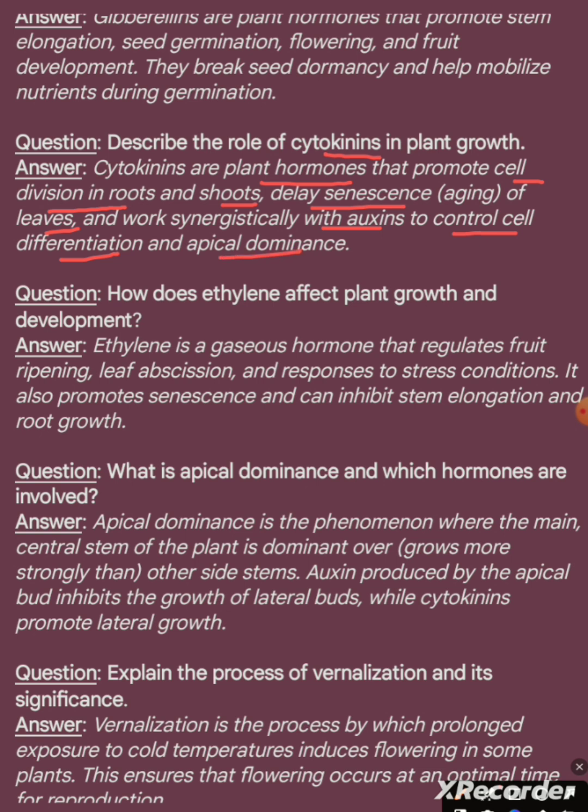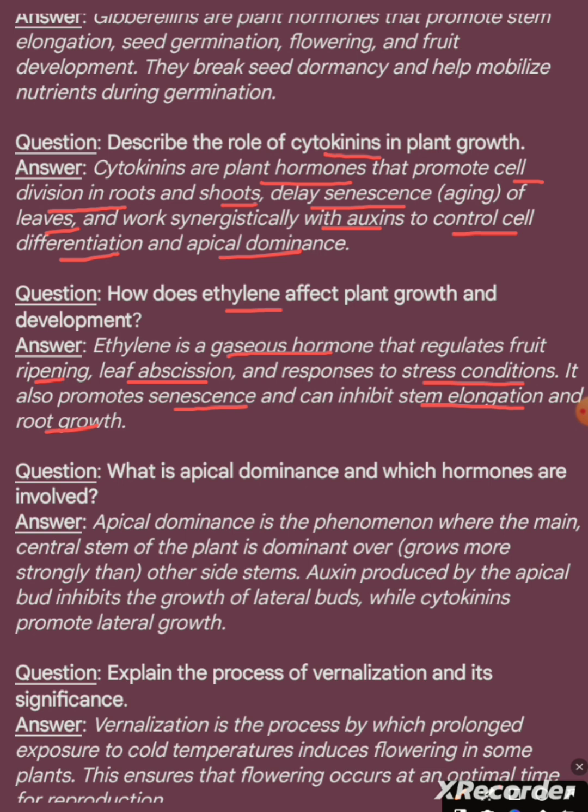Next question. How does ethylene affect plant growth and development? Answer. Ethylene is a gaseous hormone that regulates fruit ripening, leaf abscission, and responses to stress conditions. It also promotes senescence and can inhibit stem elongation and root growth.